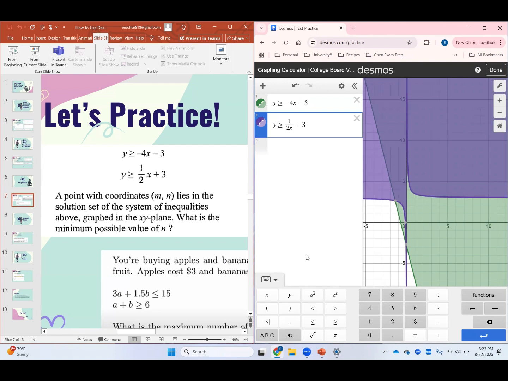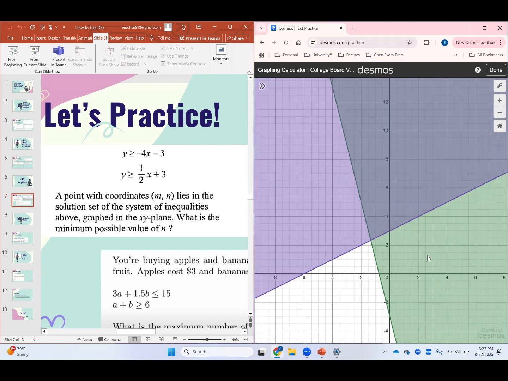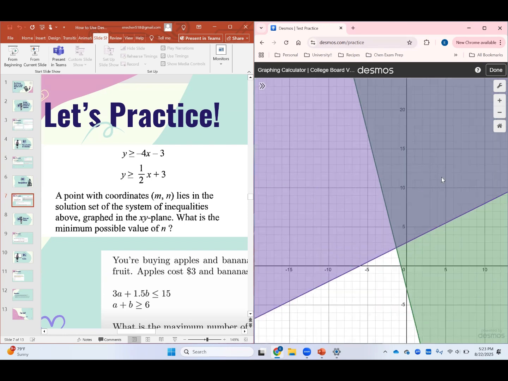Whoa, I did not put that in right. Hold on a minute. There we go. Okay, so now we have 2 inequalities graphed, and you can see that there are some overlapping sections, and this is going to be our solution set. So the question is asking, what is the minimum possible value of n? And remember, n is the y value of the points that lie in the solution set.